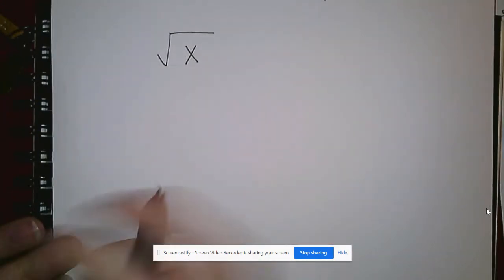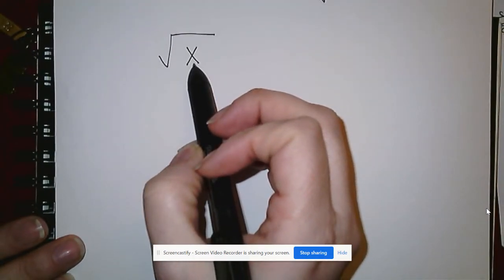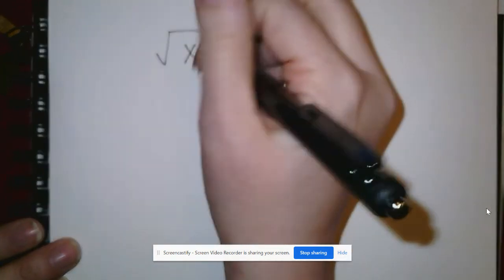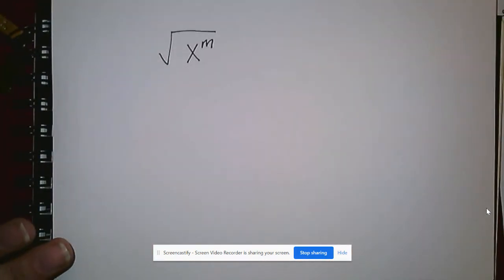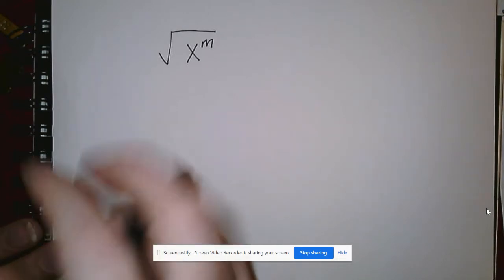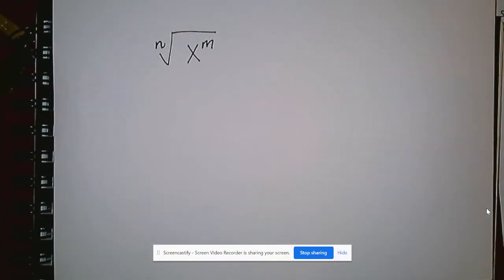This is just our radical sign. Our radicand here is x. And let's say that this now has an exponent on it. Okay, there's an exponent on the radicand. Now take a breath because you're like, oh my God. No, it's cool. Everything will be fine. Then this out here is still an n. That's our nth root, right?